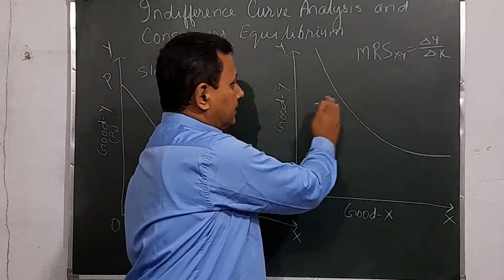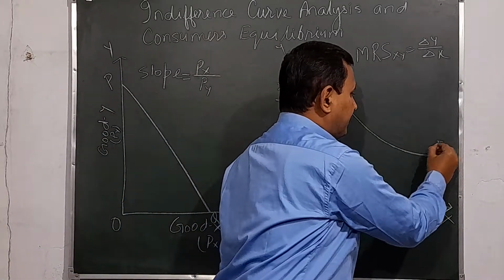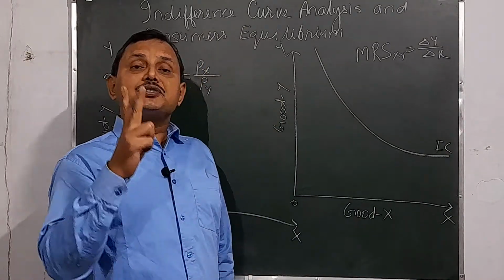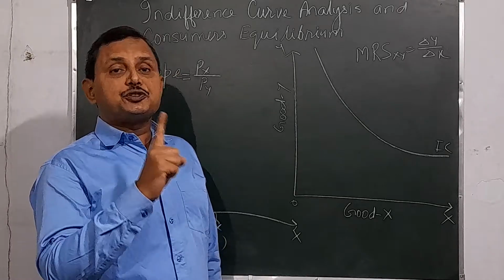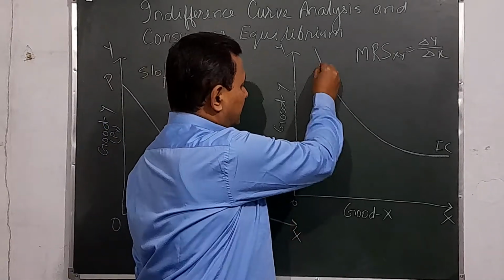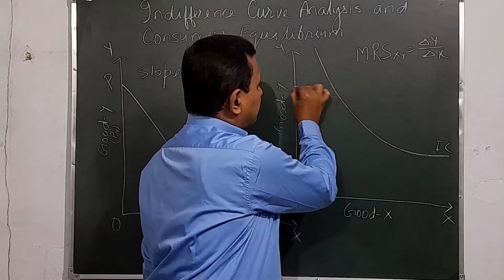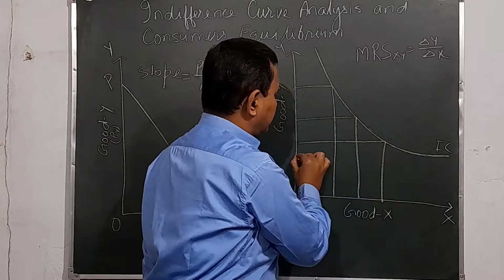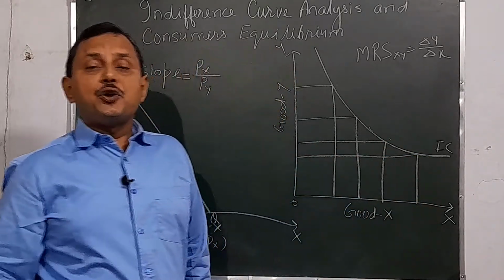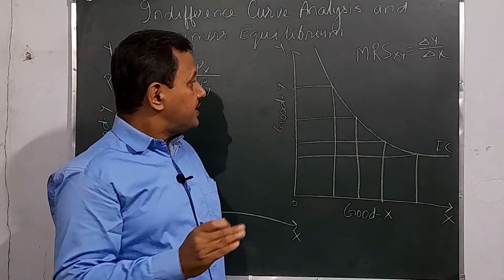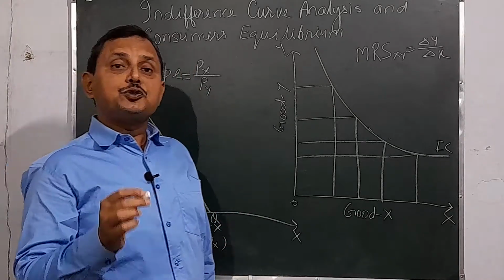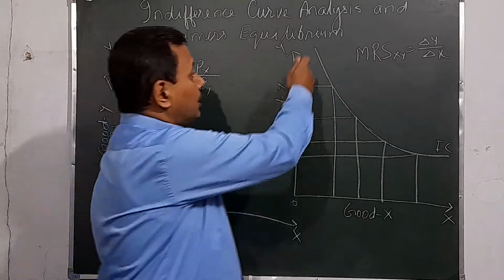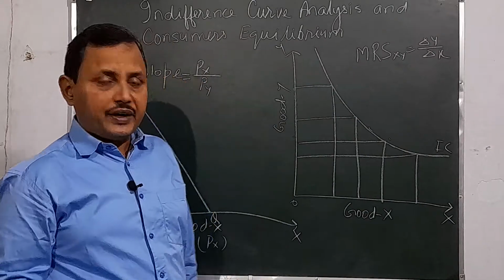Okay, now coming to the indifference curve. Here I have taken one indifference curve IC. The indifference curve shows various combinations of two goods which offer equal satisfaction to the consumer. So whatever the combinations of good X and good Y are there on this indifference curve, all combinations are offering equal level of satisfaction to the consumer. Now the question is, which set should the consumer buy? Obviously, the consumer should buy that combination which costs less, because the cost of various combinations will be different.